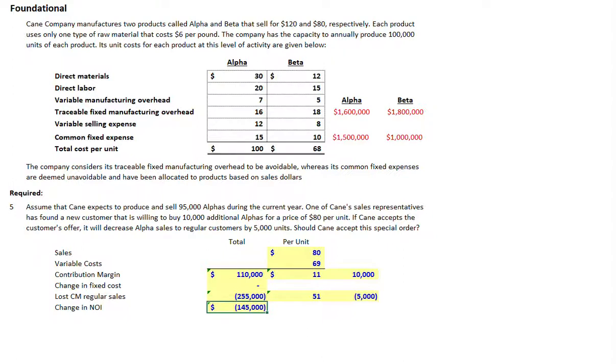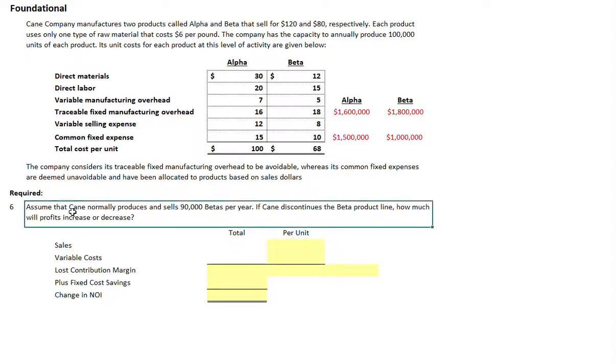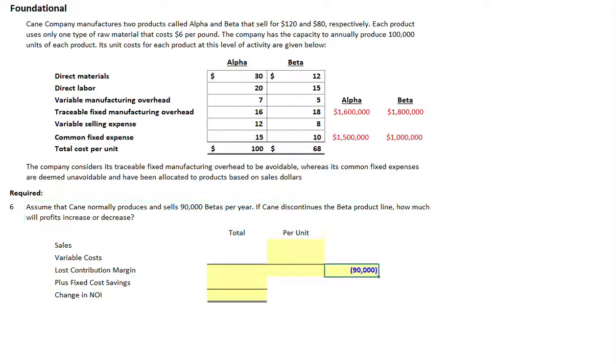$145,000. Now we're going to consider a question about discontinuing one of our product lines. Assuming that we sell 90,000 betas per year, what would happen to our profits if we discontinued the beta profit line? So first thing, we would lose all 90,000 units, and our selling price for the betas, we were told, was $80 per beta. Our variable cost for betas was $40, so our contribution margin per unit was 40. That means we would lose a total contribution margin of $3.6 million.